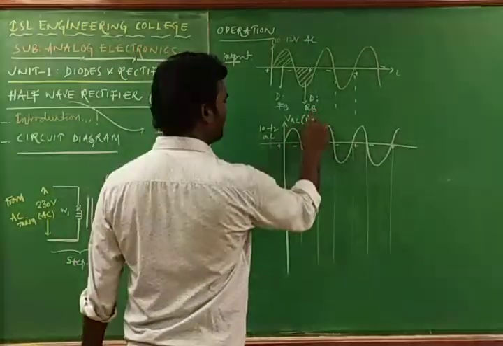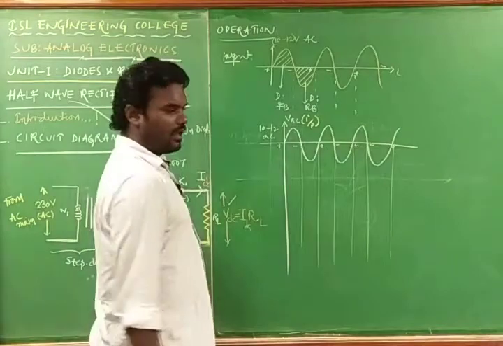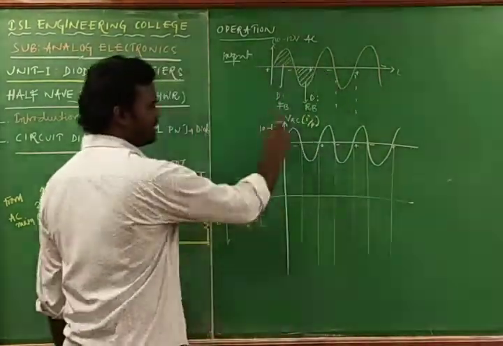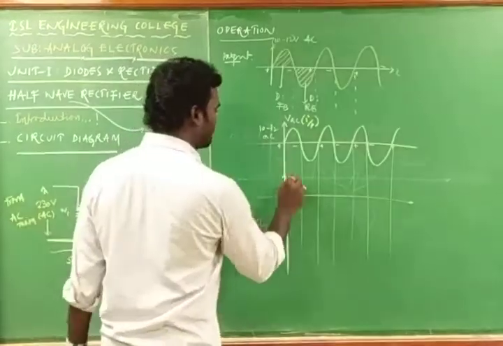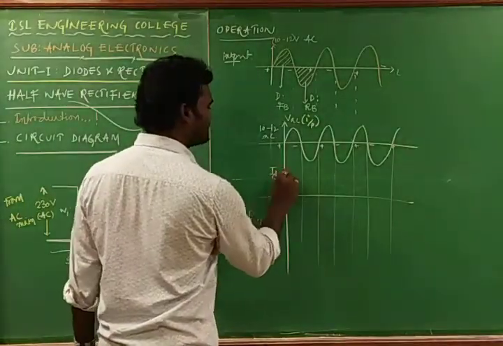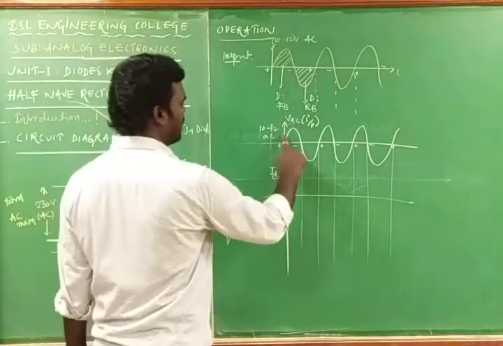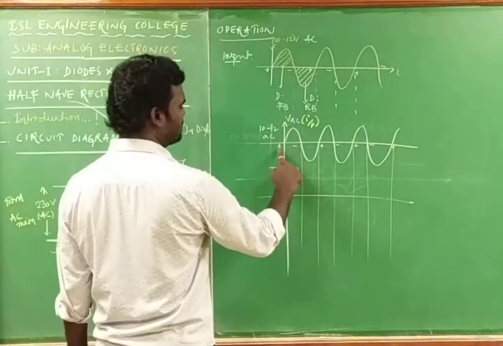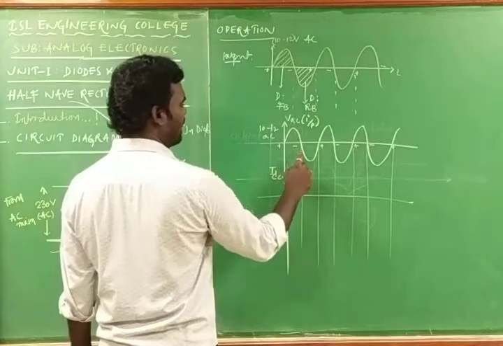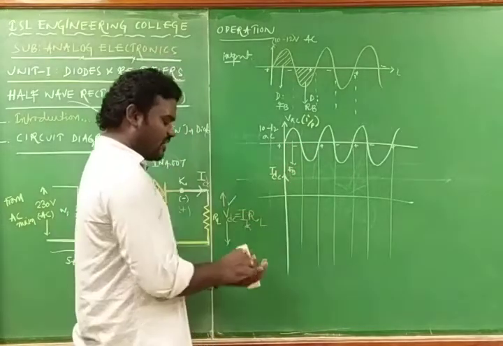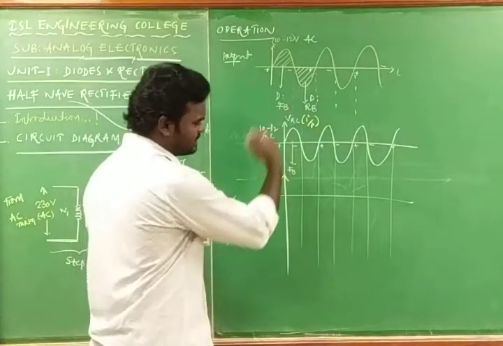VAC is nothing but the input. And next, immediately the output: by applying the voltage, there will be a current, and that current I can call IDC. Whenever the diode gets positive at the anode and negative at the cathode, the diode will be in forward bias. During forward bias, it can conduct current.